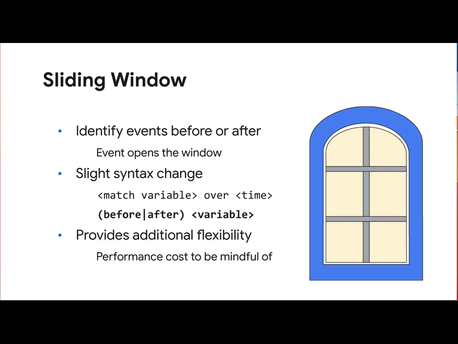In a sliding window, we're going to identify an event that opens the window and holds it open for a period of time before or after that event for the detection. The syntax in the match section remains basically the same, but the keywords before or after, followed by the event variable that opens the window, are appended to the original match condition. Providing a sliding window provides additional flexibility for detection use cases, but there is a performance cost to be mindful of. Nothing else about multi-event rules that has been previously discussed changes. Sliding windows just impact the data matched in the time frame identified.